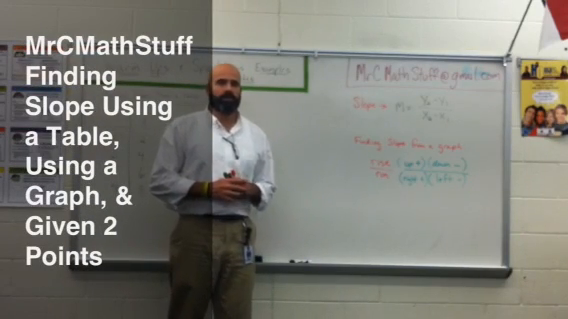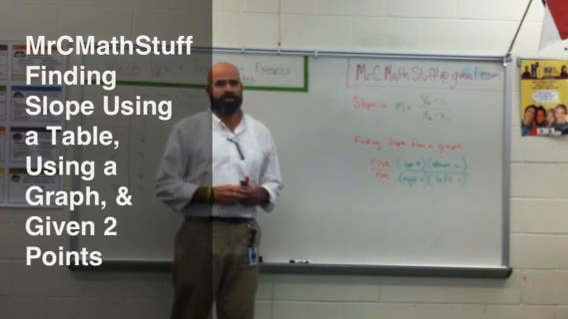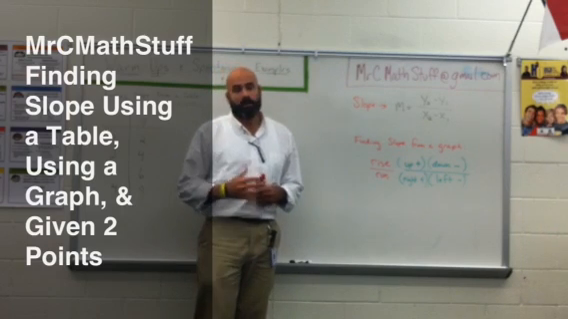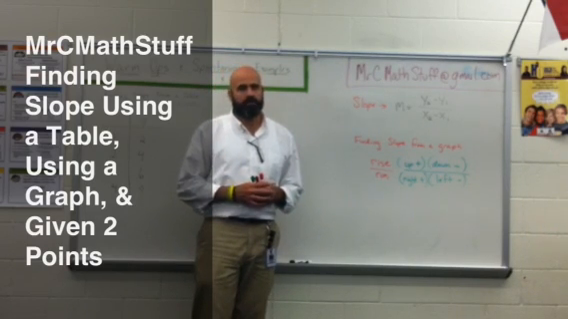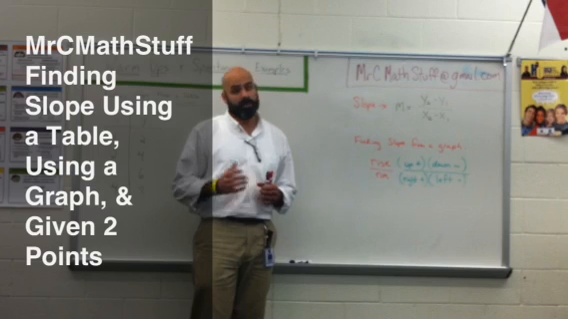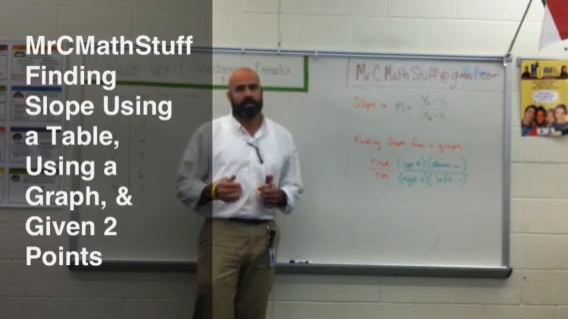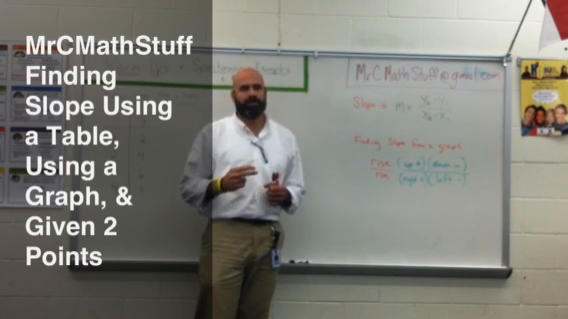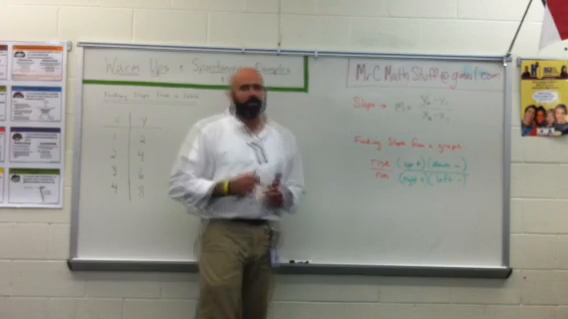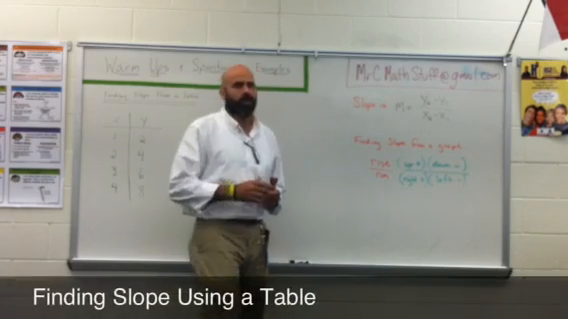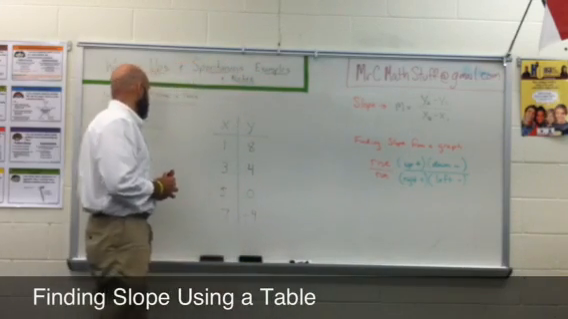Finding slope, and we're going to take a look at finding slope or rate of change in 3 different ways. First, from a table. Next, from a graph. And the last way we'll do it is finding slope just given 2 points. Starting off, we're going to take a look at finding slope in a table.